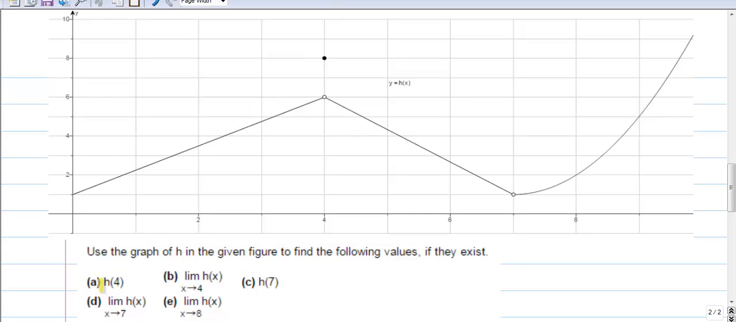h of 4 is where this dot is right here. So this is h of 4. So h of 4 equals 8, because that means the y value when x is 4.